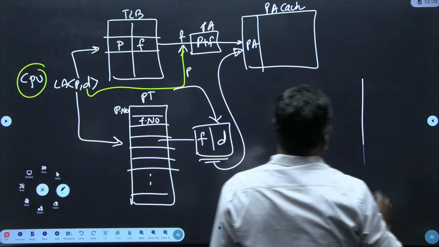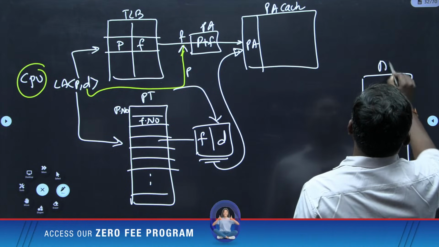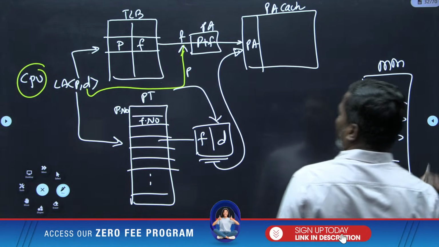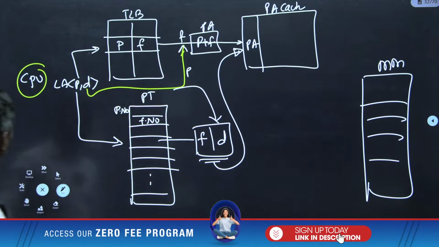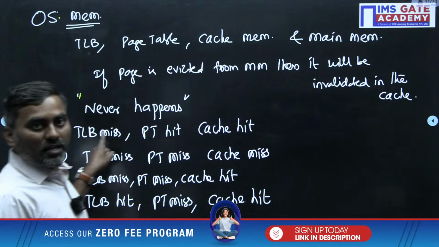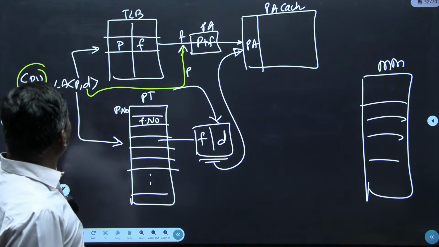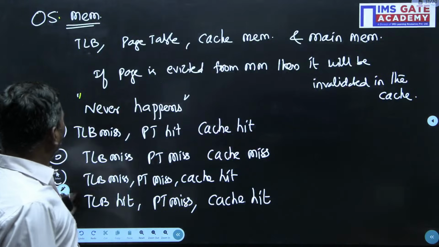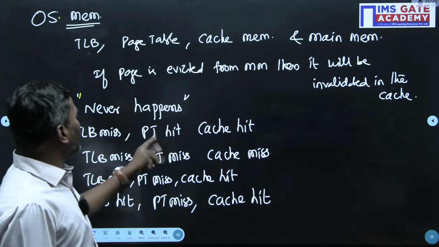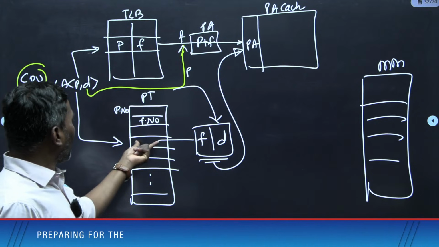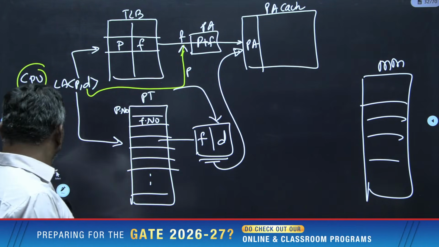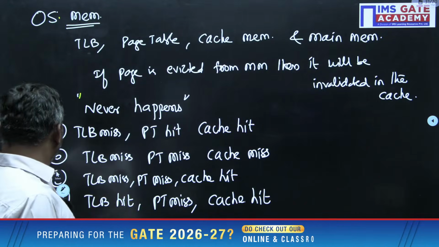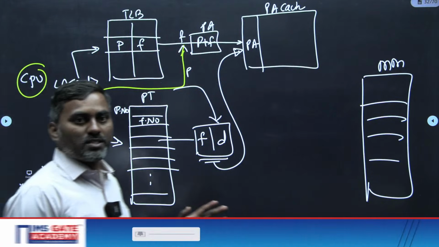Now here is a main memory. Frames will be there. Option: TLB miss occurs. TLB miss means no entry is there. Then the page table entry is there, and now the cache hit is being asked about. Yes, you understand the example now.